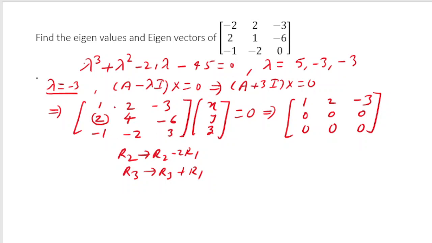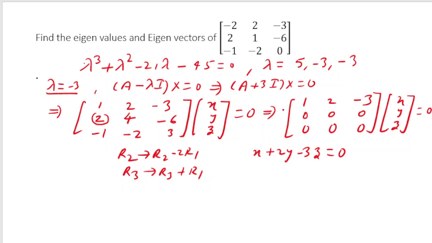So we have just one equation, and its rank is 1. So we have just one equation here. The rest of the two rows became 0. So if I write it, I will get x plus 2y minus 3z is equal to 0.